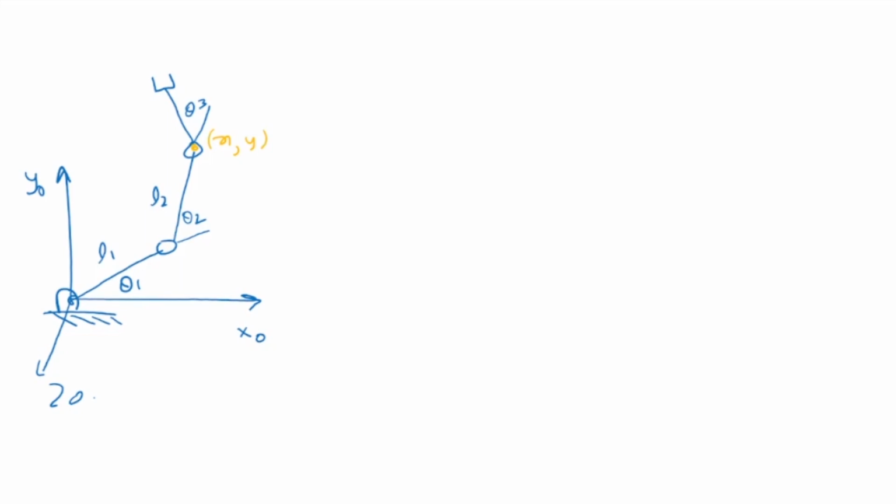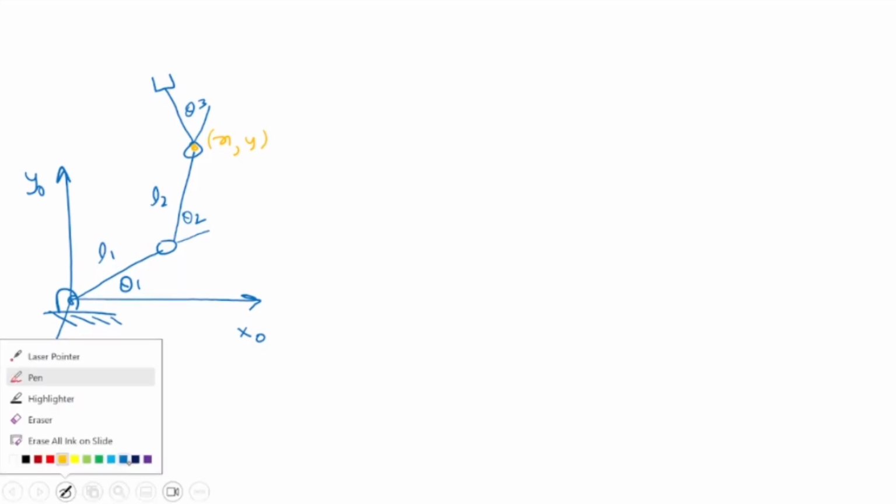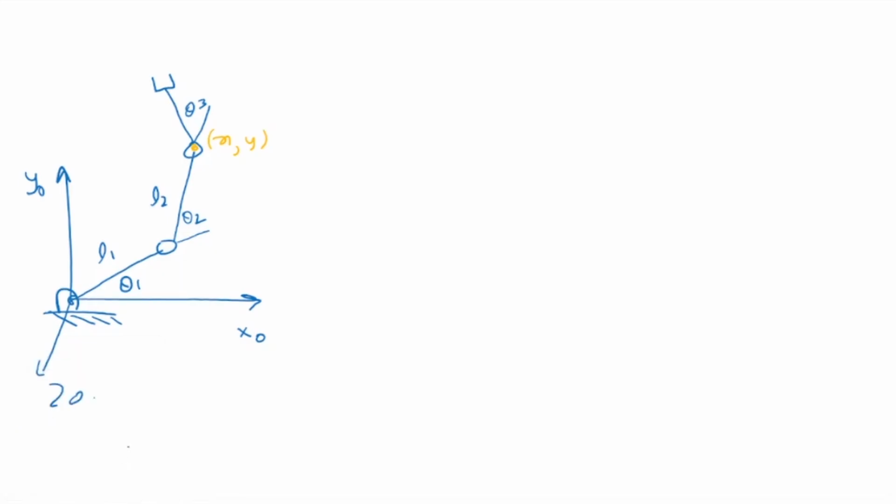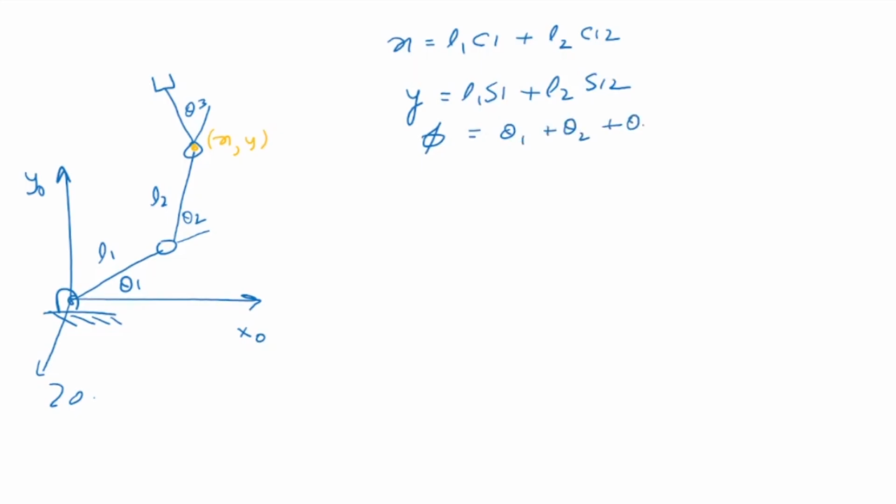Now if I write the forward kinematics equation, then what we get is x is equal to L1 cos theta 1 plus L2 cos theta 1 2, and y is equal to L1 sin theta 1 plus L2 sin theta 1 2. These are two equations, and the third one is phi, the total angle, equal to theta 1 plus theta 2 plus theta 3.